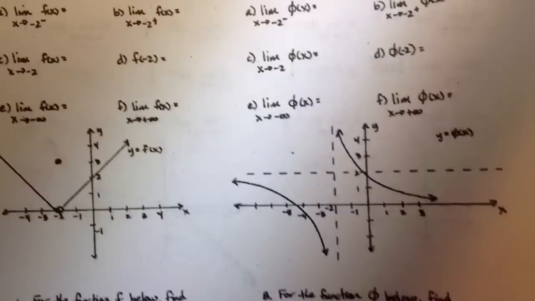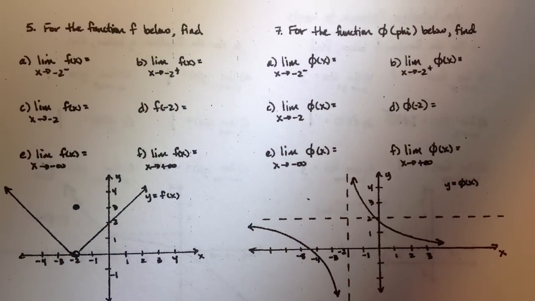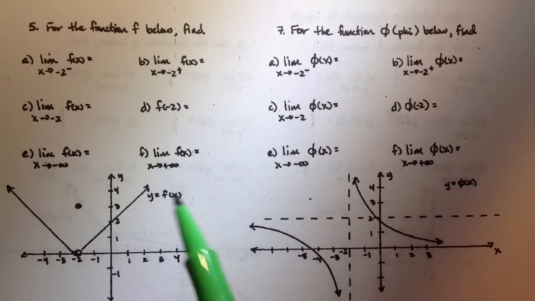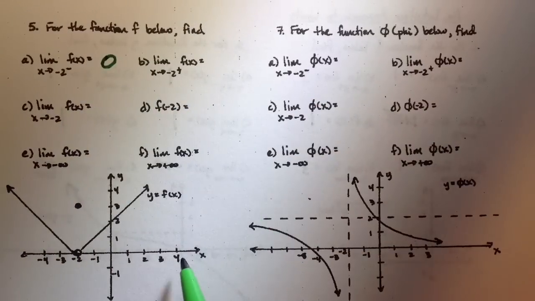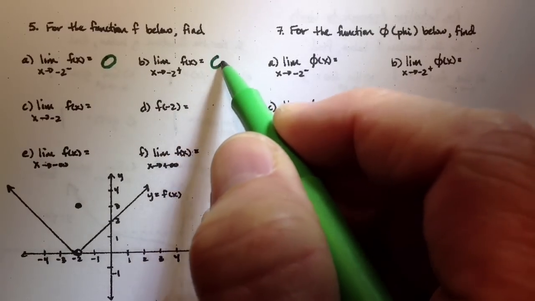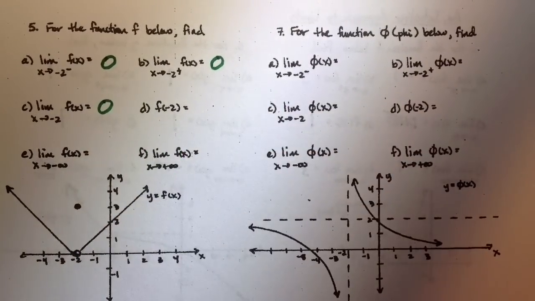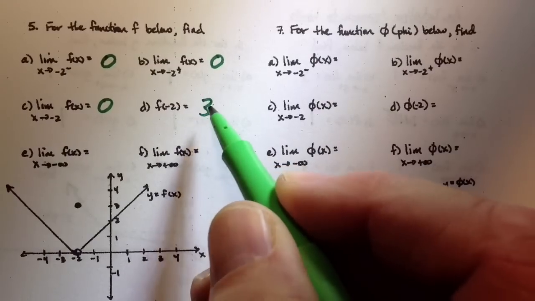Alright, halfway done with the homework. So here we go. Number 5, x approaches -2 from the left, y value is getting closer to 0. -2 from the right, y value is closer to 0, so that makes c 0. F of negative 2 is 3, output is 3.